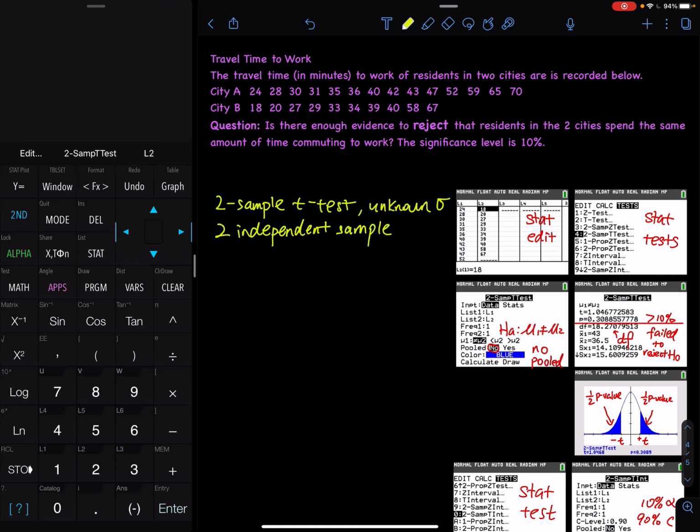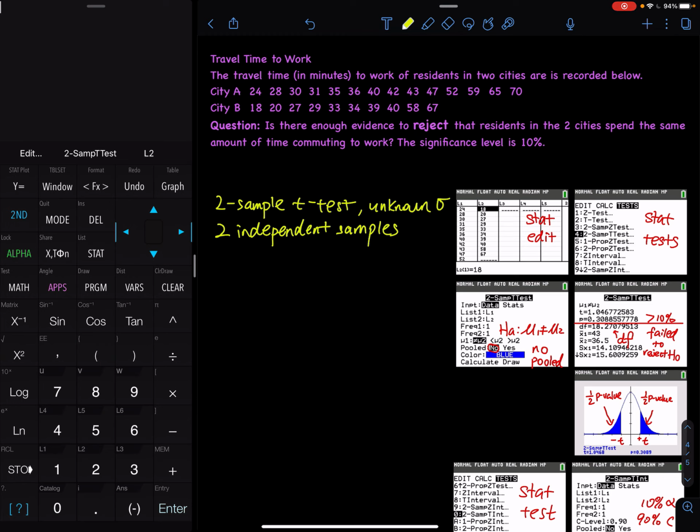Two independent samples means this pair, 24 and 18, they are not related. So the 24 belongs to one resident, the 18 belongs to another resident. Unlike the match pair test, you cannot subtract the 24 and 18. Another way to interpret this is if you live in city A, then you cannot be in city B. So you give me one number. If you belong to A, then you don't belong to B. All right, so that's why we say they are independent samples.